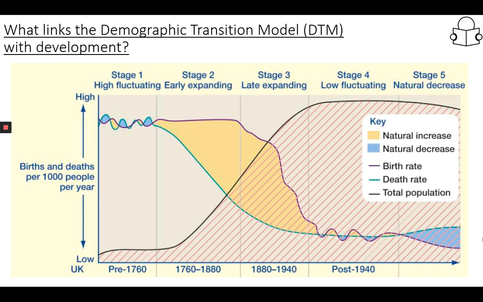The final stage is stage 5, and this is known as natural decrease. This is the first stage where death rate regularly exceeds birth rate, meaning that we get a decrease in the total population. Note the gap between the birth rate and the death rate lines is blue, representing natural decrease. There aren't too many examples of this in the world, but Germany and Japan are the most noticeable countries.